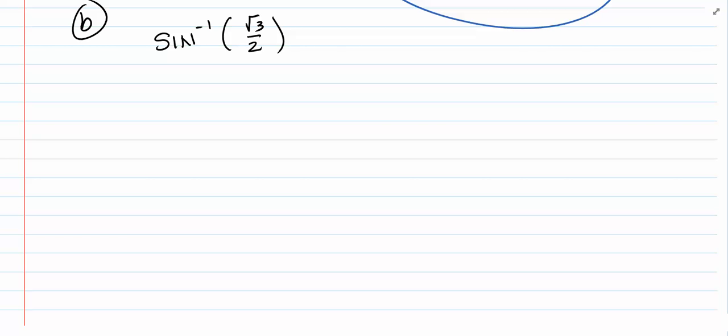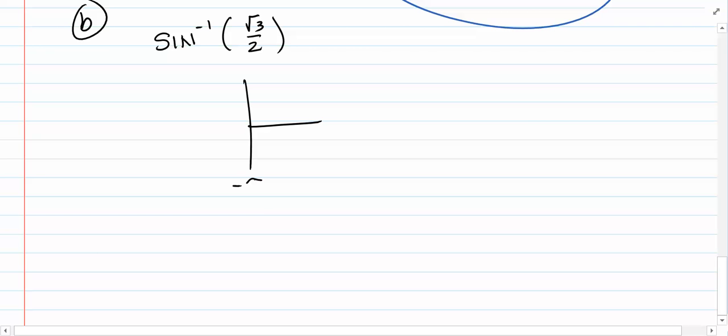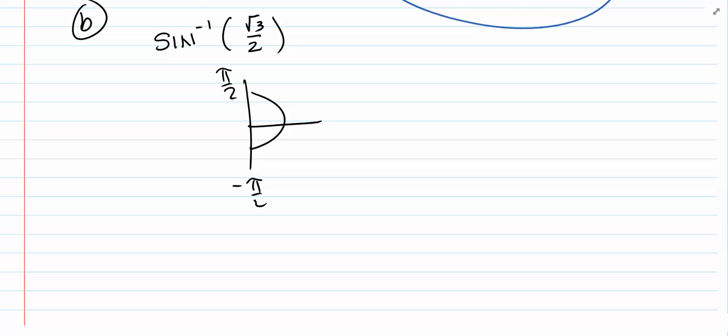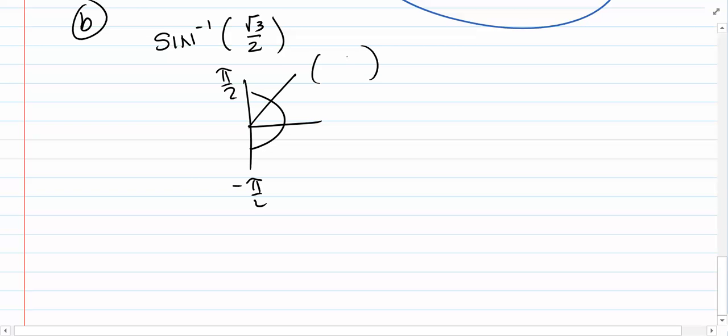So what we're looking for is what angle will give us a sine that's equal to root 3 over 2. Now remember, we can only stay between negative pi over 2 and positive pi over 2. We can only stay here because that's where our inverse sine function's domain has been restricted. So what angle in quadrant 1 gives us a sine with a value of root 3 over 2? So that's what we're looking for, this angle here. What is it? It would be pi over 3. Exactly.